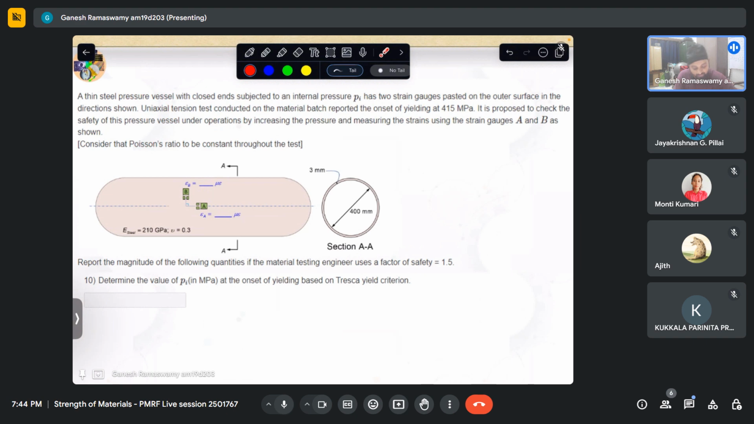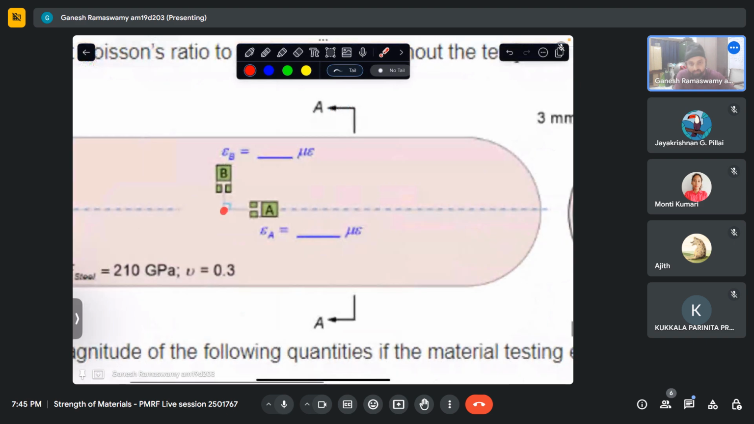It is proposed to check the safety of this pressure vessel under operation by increasing the pressure and measuring the strains using the strain gauges A and B shown. We can increase the pressure, and we can also attach a pressure gauge and find out what the pressure is. We are going through another route where we paste the strain gauges in the known principal stress directions. So one of the principal stresses is along this direction and the other is along this direction, which are nothing but the hoop and longitudinal stress for our closed pressurized cylinder.